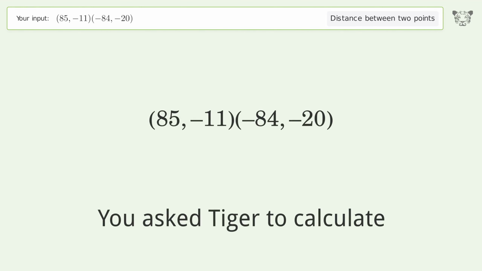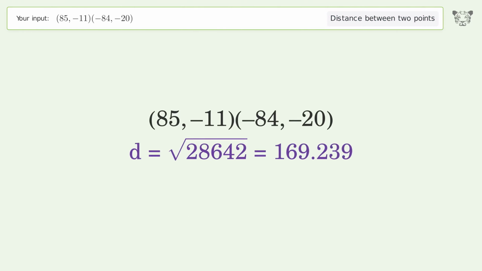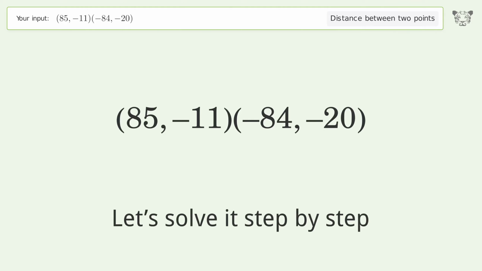You ask Tiger to calculate. This deals with the distance between 2 points. The distance between the 2 points is the square root of 28,642, or 169.239. Let's solve it step by step.